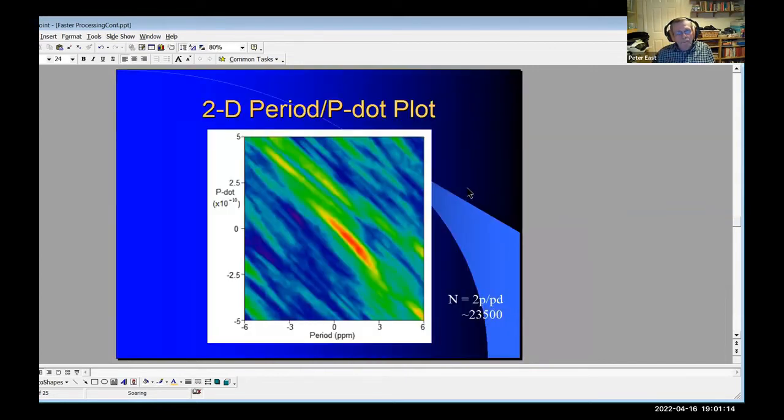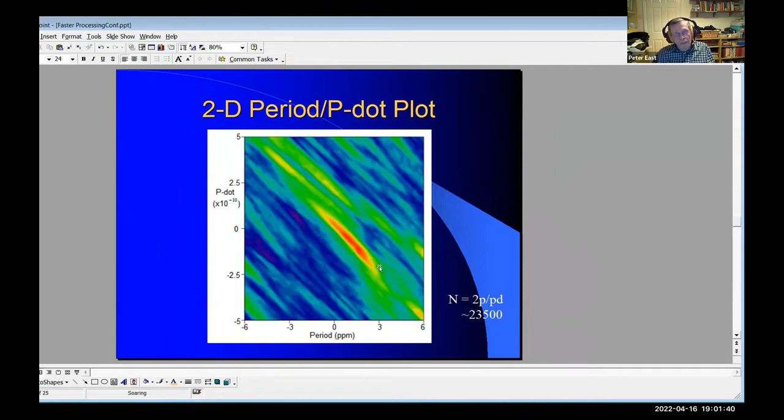The next process is the period P dot search, and this is where you vary the period and you vary the period rate both together. And you see you can get an extended spot here. What you expect to see is a peak at 0, but here you can see that there's a line.